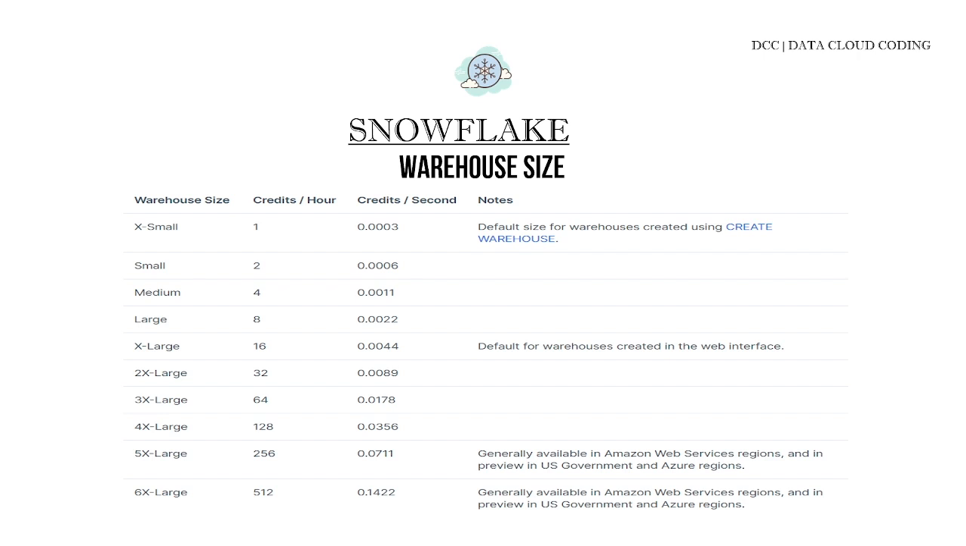Also a point to note here is that the 5 extra large and 6 extra large virtual warehouses are generally available in AWS cloud providers only. So whenever I choose AWS to be my cloud provider when creating my Snowflake account, in those cases mostly I will get the option to choose a virtual warehouse of this size. And also it is in preview in US government and Azure regions.